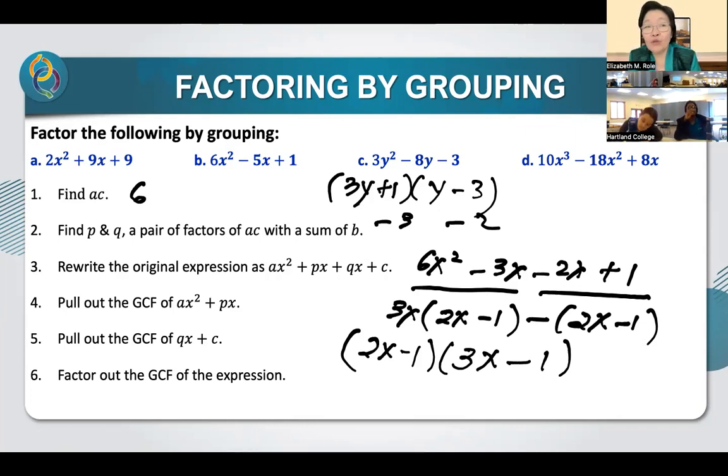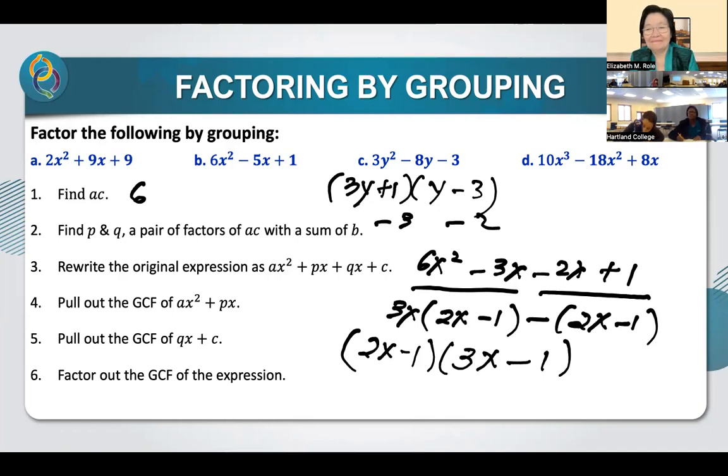But as I was saying, you don't need to do this procedure if immediately you're able to visualize what are the factors of the first term, what are the factors of the second term, such that when you multiply the outer and inner, you will get the middle term. So I am not very strict, as a teacher, I know students can have their own way as long as you're doing it using the correct rules and that you get the correct answer.